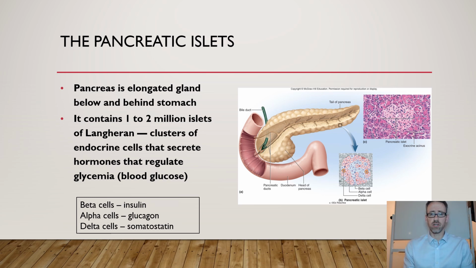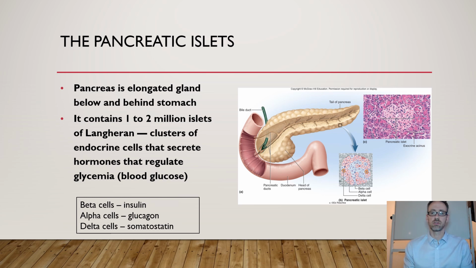So the pancreas is located behind the stomach, and it's a retroperitoneal structure. And the pancreas is actually a fairly complex organ in that it has both endocrine and exocrine function. Its exocrine function I'll be talking more about in the gastrointestinal lectures, but its endocrine function helps us to regulate our glucose, fatty acids, and amino acid metabolism.